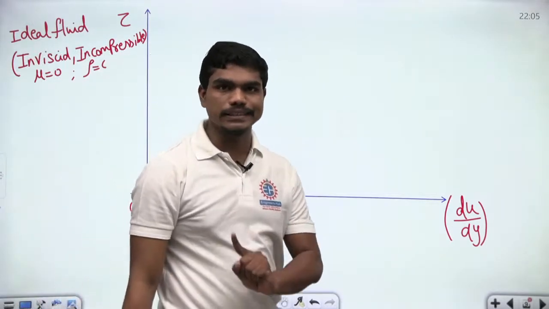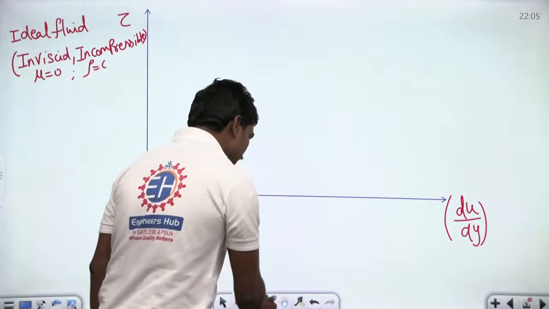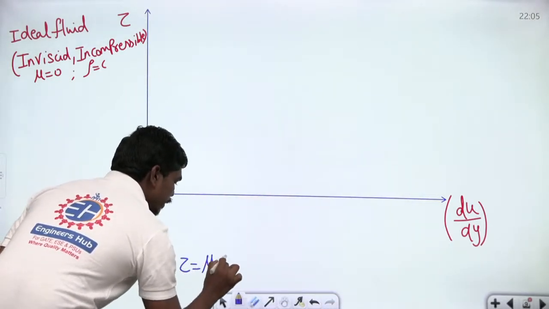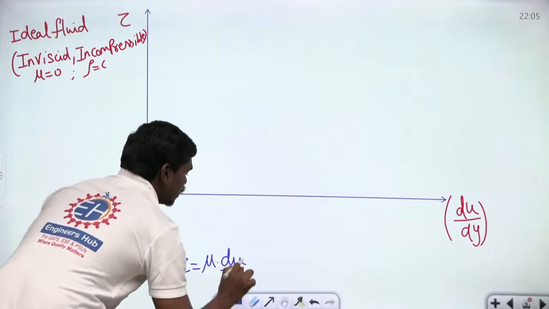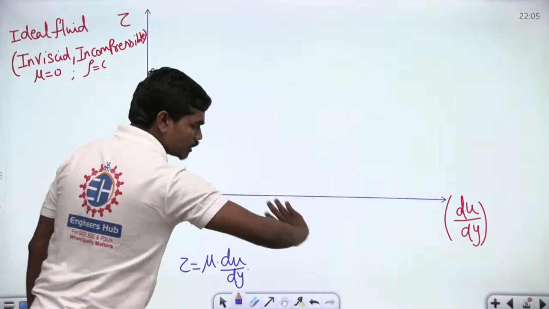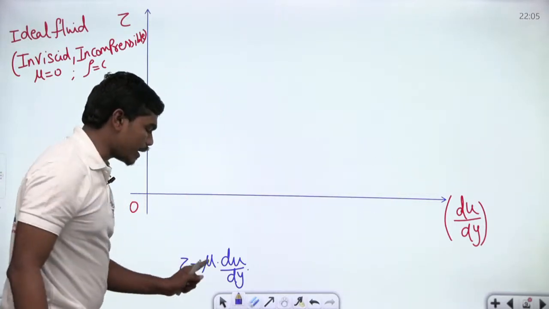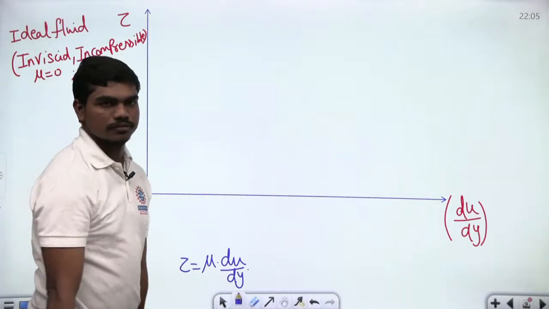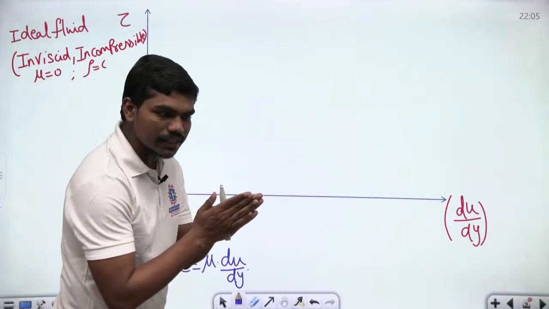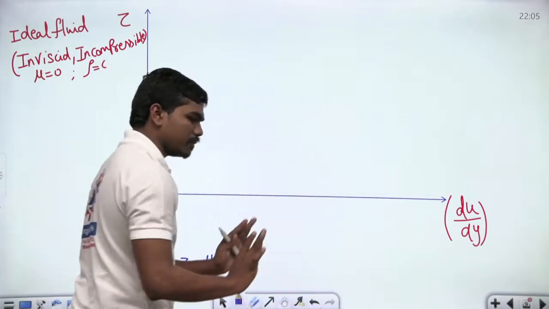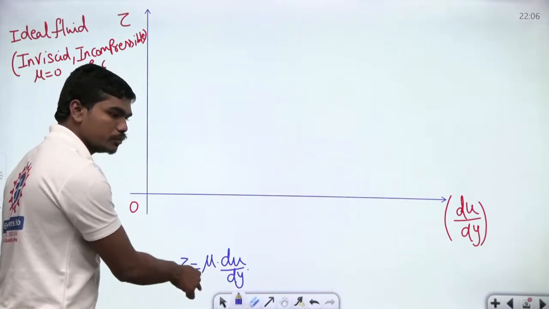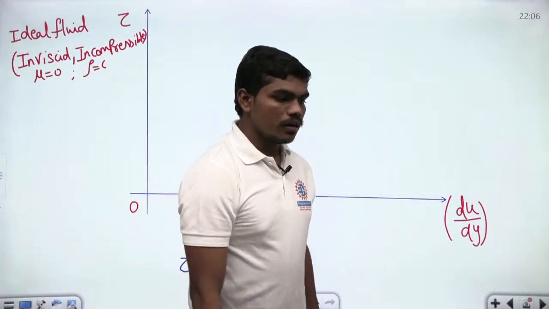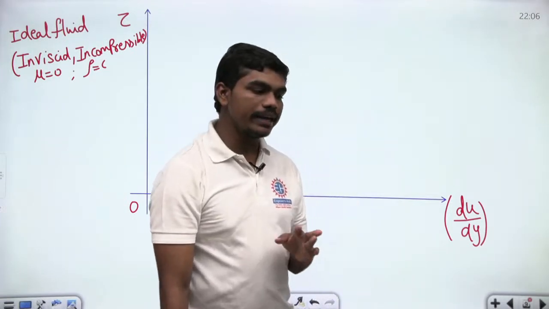So now please respond carefully. If your dynamic viscosity is 0, then on your tau versus du by dy diagram, suppose you write tau is equal to mu into du by dy. Now please tell me, if you keep on increasing your shear strain rate, du by dy keeps on increasing, but if your mu is 0 in the case of an ideal fluid, will there be any shear stress between the layers? If you keep on increasing your strain rate, that doesn't matter, but will there be any shear stress as long as your mu is 0? Mathematically also, no. Correct? No, there won't be any shear stress.